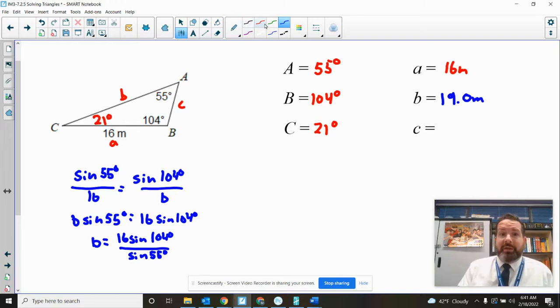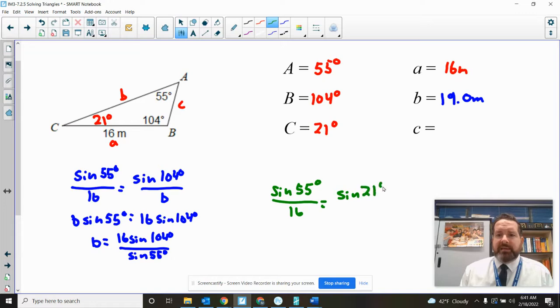We're still going to start with sine of A over A equals sine of C over C. Cross multiply and solve. We're going to have C equals 16 sine 21 degrees over sine 55 degrees.